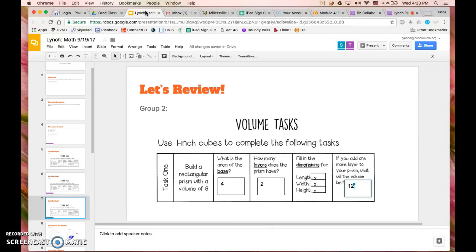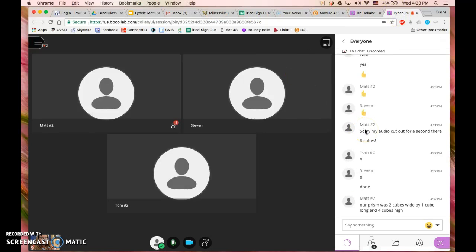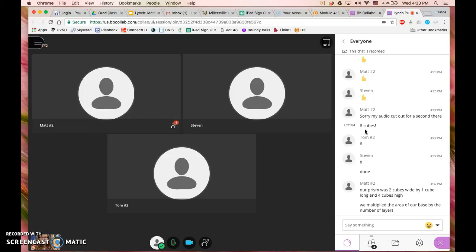So if you take a look at your slideshows, what could we do with the area of the base and the number of layers to figure out the volume? Go ahead and type that in the chat box, please. What could we do with those two numbers to find the volume? Awesome. You multiplied the area of your base by the number of layers. Hopefully Tom and Stephen are still out there. I don't want to lose you guys. And the same thing goes for the length, the width, and the height. We could have multiplied those three numbers to also get a volume of 8 cubic units.